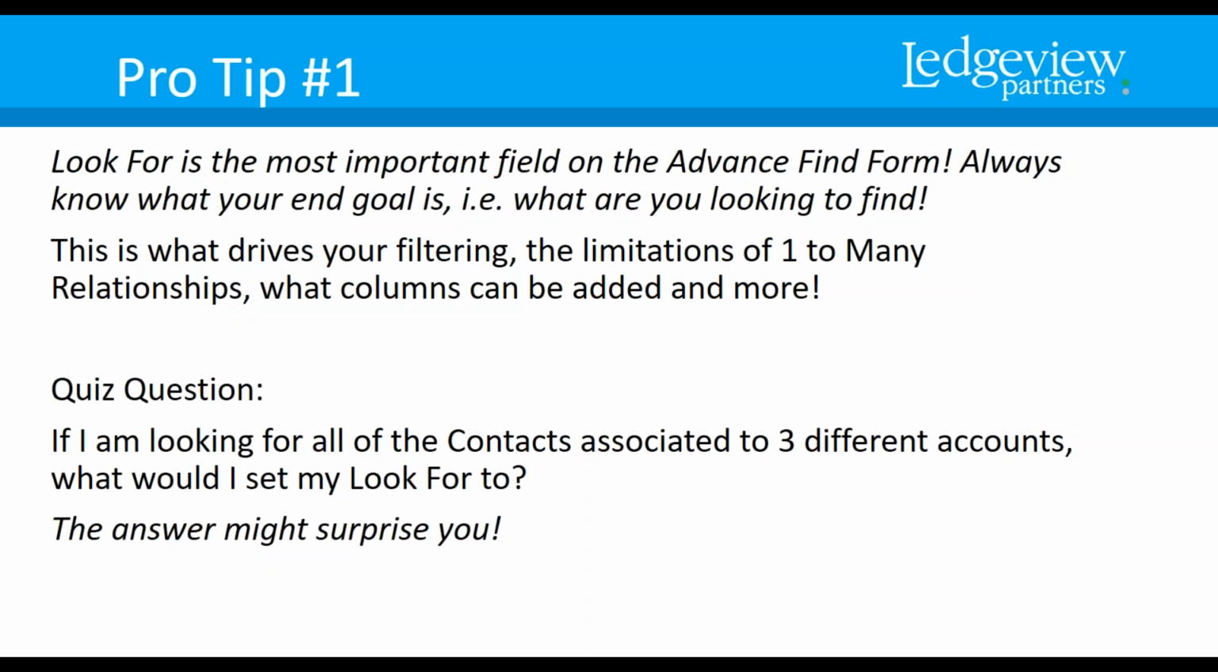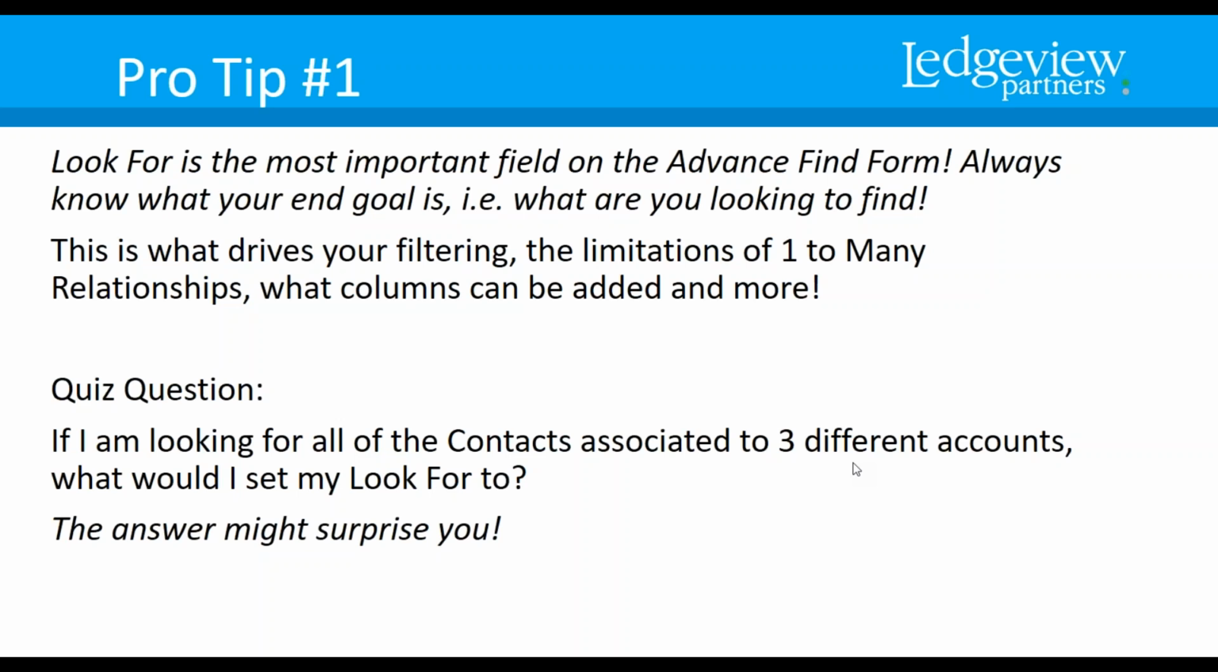It also will determine your limitations of the one-to-many relationship. If we look at this quiz question, if I'm looking for all the contacts associated with 3 different accounts, what would I set my look for to? A lot of people say accounts because it's saying the 3 different accounts. But the one-to-many relationship issue is, let's say potentially there's 100 contacts for each of these 3 accounts.